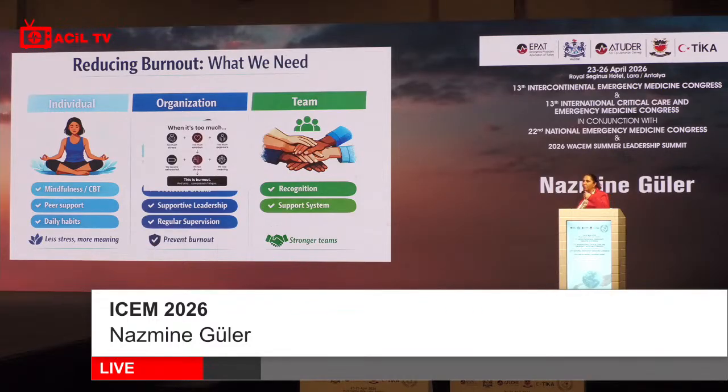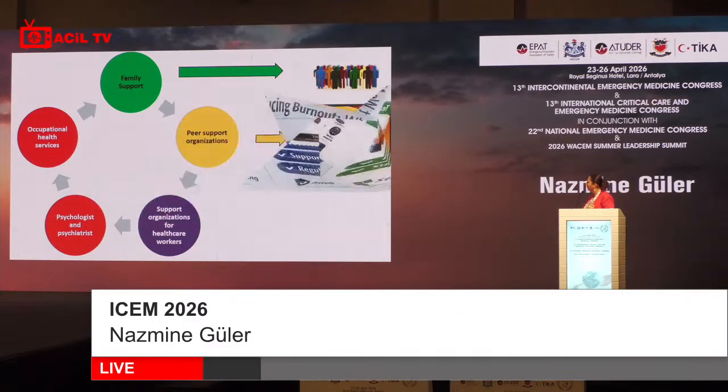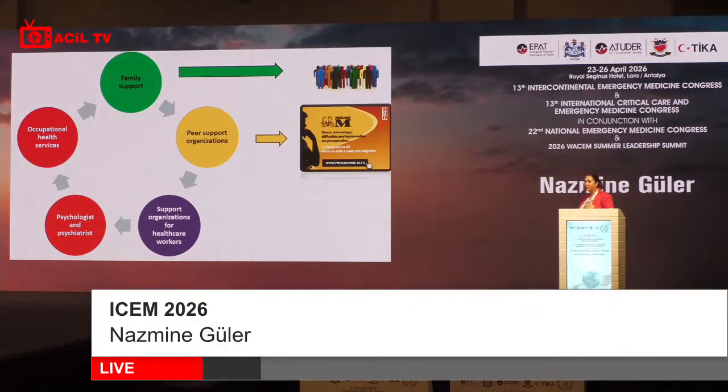and we must change our culture, okay? The culture must recognize what you do, and the system must support us, each other. Okay. I will come back to our resources. What resources do we have when we are ill? The family support is the most important for me, and the second is peer support.